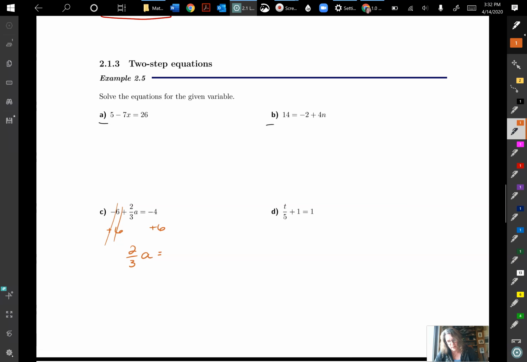equals -4 plus 6, which will give us a 2. Then we multiply both sides by the reciprocal here to force that coefficient to be 1. So we multiply both sides by 3/2, and it might be good practice to write that 2/1. So this all will reduce to 1 and leave us with just A equals, these reduce, equals 3.